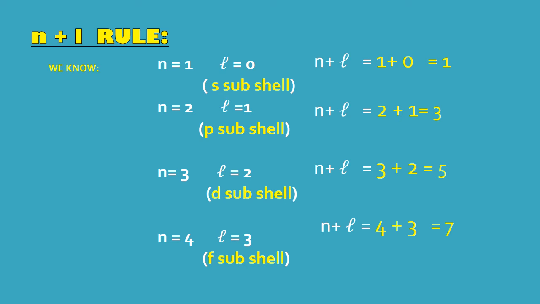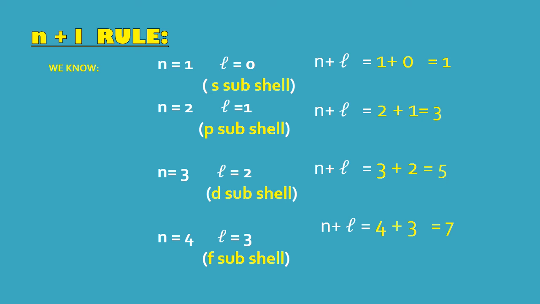Confused? So let's find out the n plus L rule for the first 4 subshells. When n is equal to 1 and L is equal to 0, then according to the n plus L rule, the value of the energy for the first subshell is equal to 1. It means that it has the least energy. When n is equal to 2 and L is equal to 1 for the p subshell, the n plus L value is equal to 3. So its energy is comparatively high as compared to the s subshell.